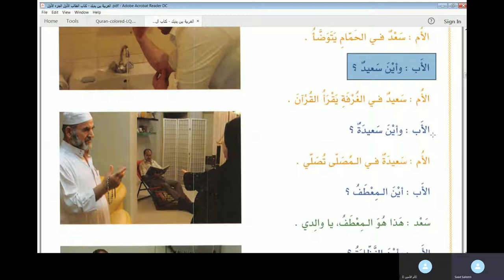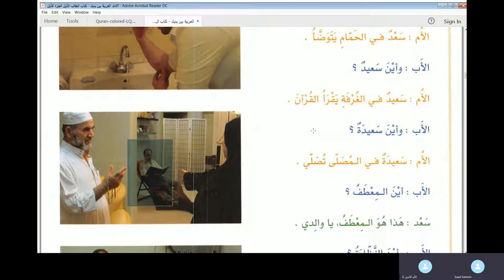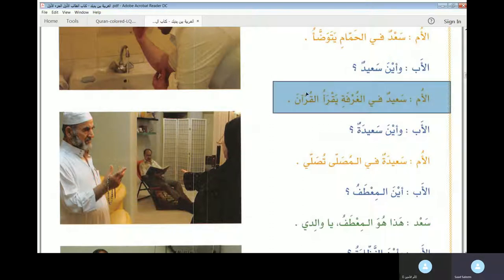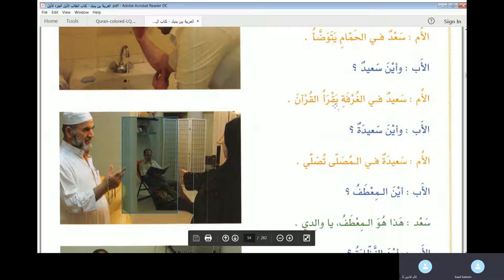Father: And where is Said? Mother: Said is in the room, reading the Quran. Yaqra'u, we join the hamzah with the lam. Yaqra'ul-Qur'an. Ghurfah means room. Said is in the room reading Quran.